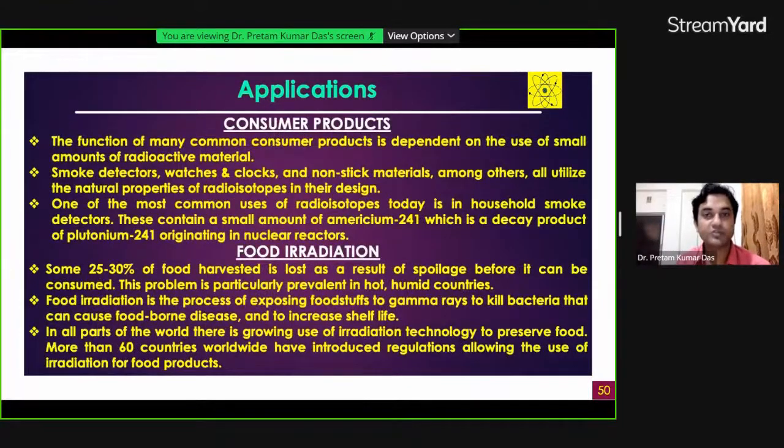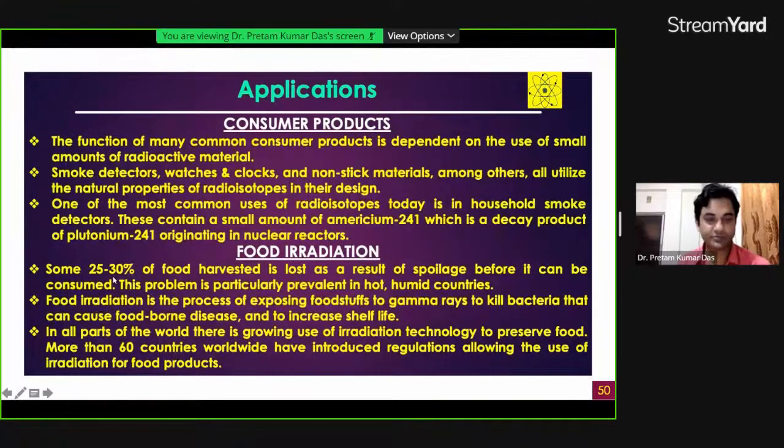Also, consumer products. The function of many common consumer products is dependent on the use of small amounts of radioactive materials: smoke detectors, watches and clothes, and non-stick materials, among others, all utilize the natural properties of radioactive isotopes in their design. The common radioisotope used today in our household smoke detectors is americium-241, and this is the decay product of plutonium-241, and we can get this in a nuclear reactor.